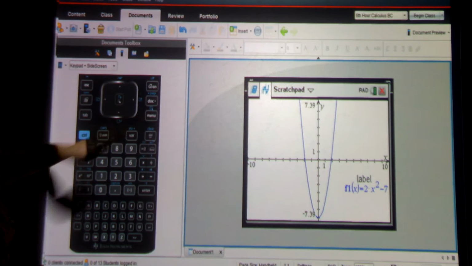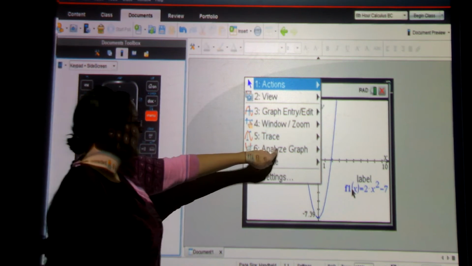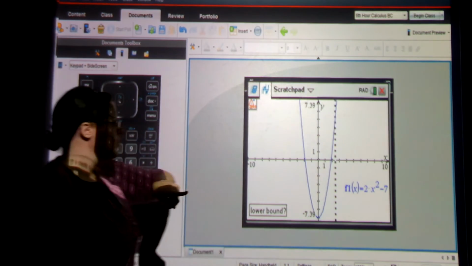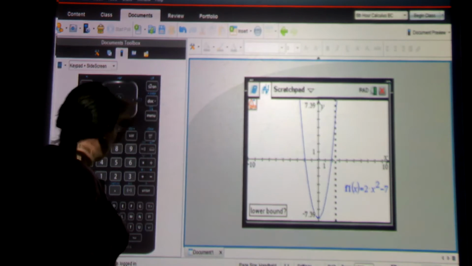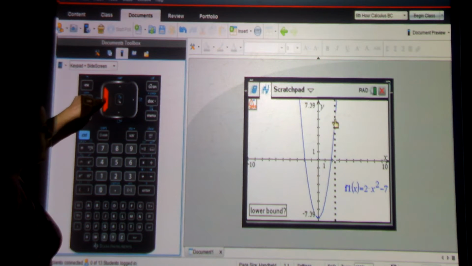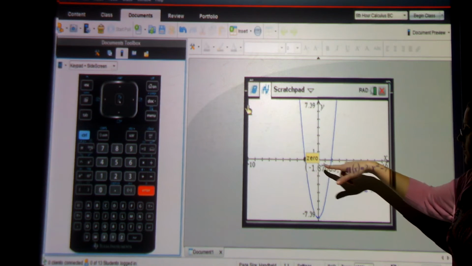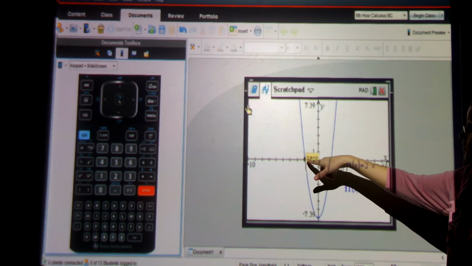All of my commands are in menu. I'm going to analyze the graph, and I want to find the zeros. I see this dashed line, and I'm going to use my arrows over here. I'm just going to use the arrows and go over before my first zero, hit enter. Then go past your zero and hit enter. Your zero is automatically going to be written here. And you see it also puts a dot there, a point, to show you that is where it crosses the x-axis.